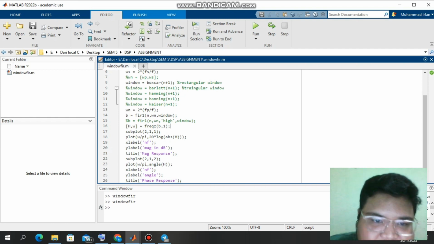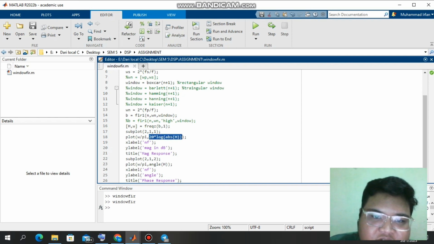After we do this, we can subplot the graph. In the first subplot, we plot omega over pi because this is the radian formula, and this is 20 times log of absolute H. This is the decibel formula, or dB. This is the basic xlabel for the X axis, ylabel for the Y axis, and this is for the title.